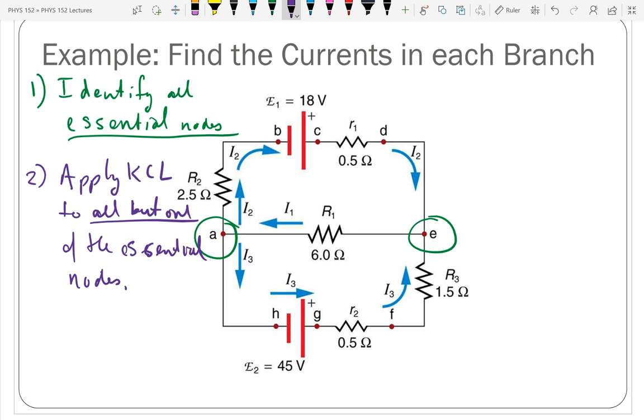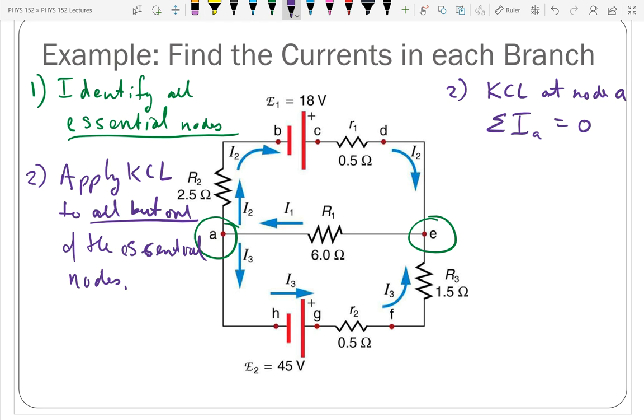So I am going to just start in the back. Alex, choose one of the 2 essential nodes. A. So we are going to apply Kirchhoff's current law at node A because that's what Alex chose. Sum of the currents at node A equals 0.